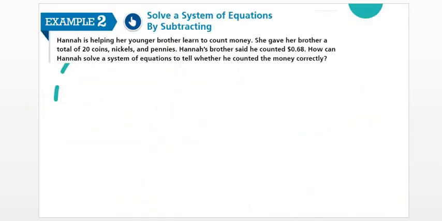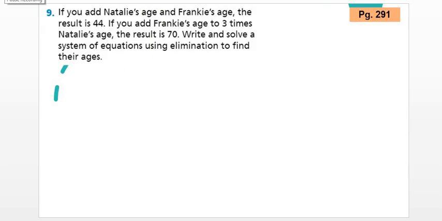Okay, so we have one more. Now I want you to solve this question on your own, because this is a very important question. First you have to make the equations by reading the statements given in the question. Then you will solve that system of equations to find Natalie's age and Frankie's age. So better pause the video here and solve it on your own.